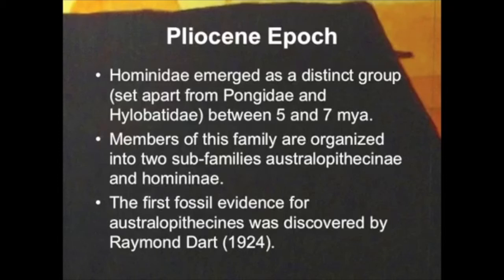Paleoprimatologists believe that this split occurred approximately 5 to 7 million years ago. For our purposes here, we'll be taking a closer look at the Hominidae family. In the Pliocene, we see 2 subfamilies of Hominidae. The first is the one that we'll be talking about today, the Australopithecines. We'll be picking up on the hominines in our next lecture.